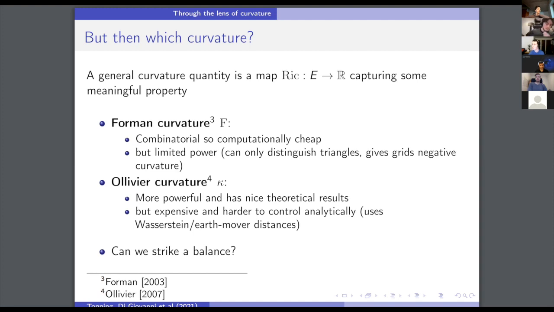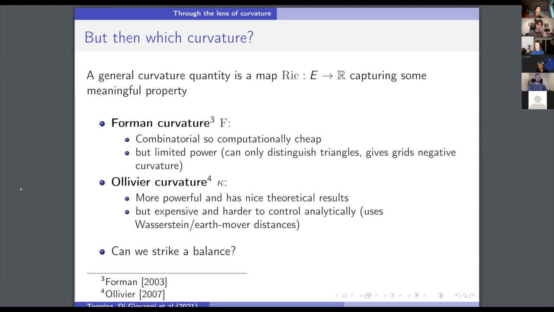Okay. So what I was saying, getting back to it, is that there are already candidates for discrete curvature on graphs. These are all edge-based maps. One is Forman. I will not give you the details of the definition, but this is just a very fast, very efficient map. It's combinatorial, but it has limited power in the sense that even its augmented versions can only distinguish triangles. So, for example, on the grid it will not be flat, but will have negative curvature, because this quantity will not distinguish 4-cycles, for example.